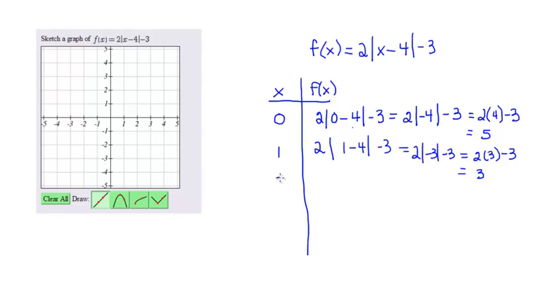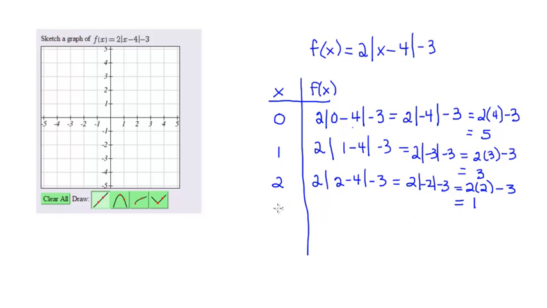We continue plotting some more values. 2 times the absolute value of 2 minus 4, minus 3 equals 2 times the absolute value, simplify what's inside, that's negative 2, minus 3. 2 times the absolute value of negative 2 is 2 times the positive value 2, because the absolute value of any number is its positive value, minus 3, which just equals 4 minus 3, or 1.